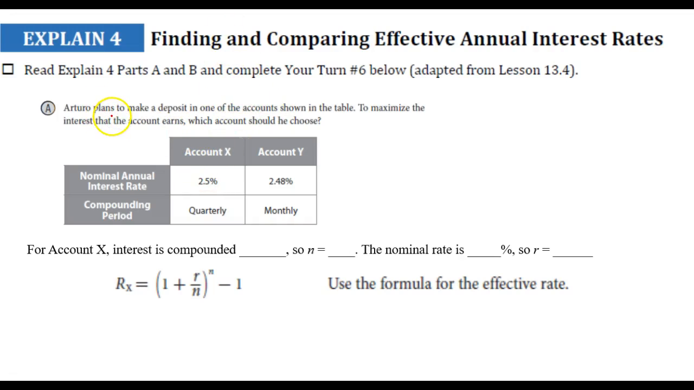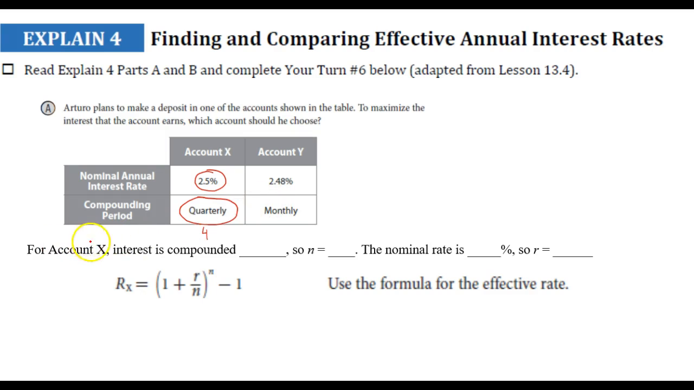Welcome back for Explain 4. In this problem we see that Arturo plans to make a deposit in one of the accounts shown in the table. To maximize the interest that the account earns, which account should he go with? For account X, they're giving him this percentage, compounded quarterly, so it's going to be more than once a year. Again, how many quarters are in a year? 4, right? Whereas Y is going to be something different.